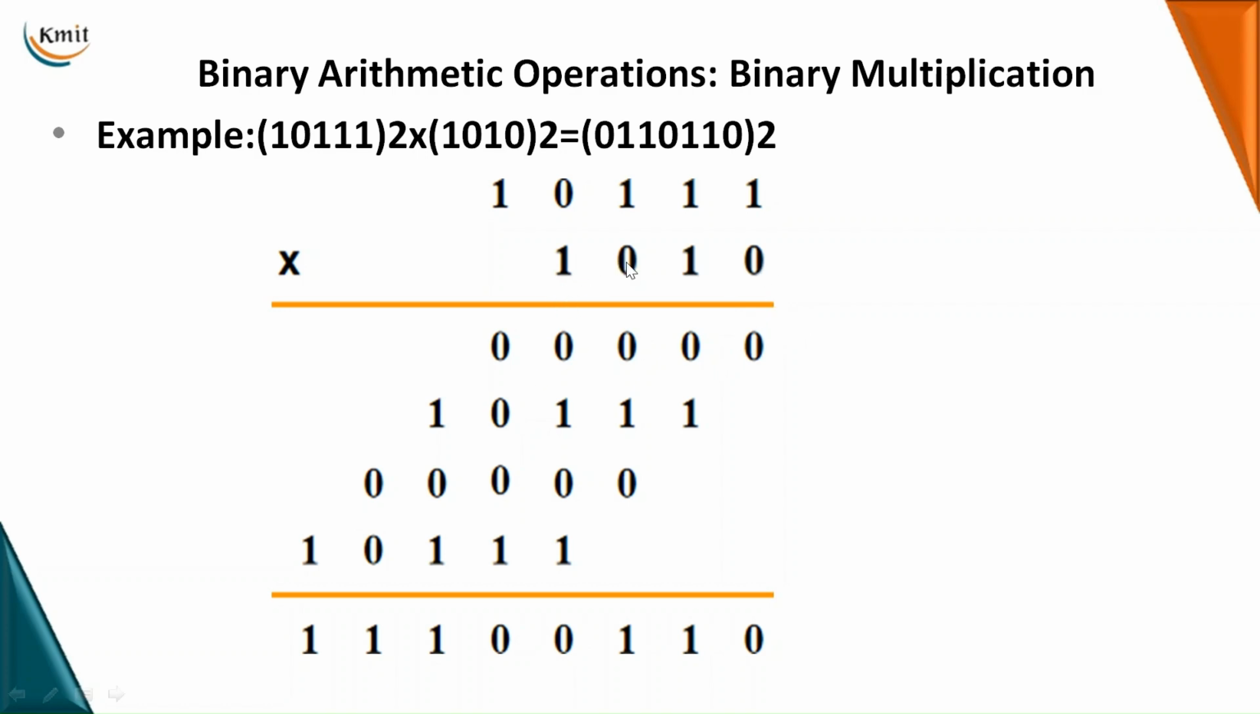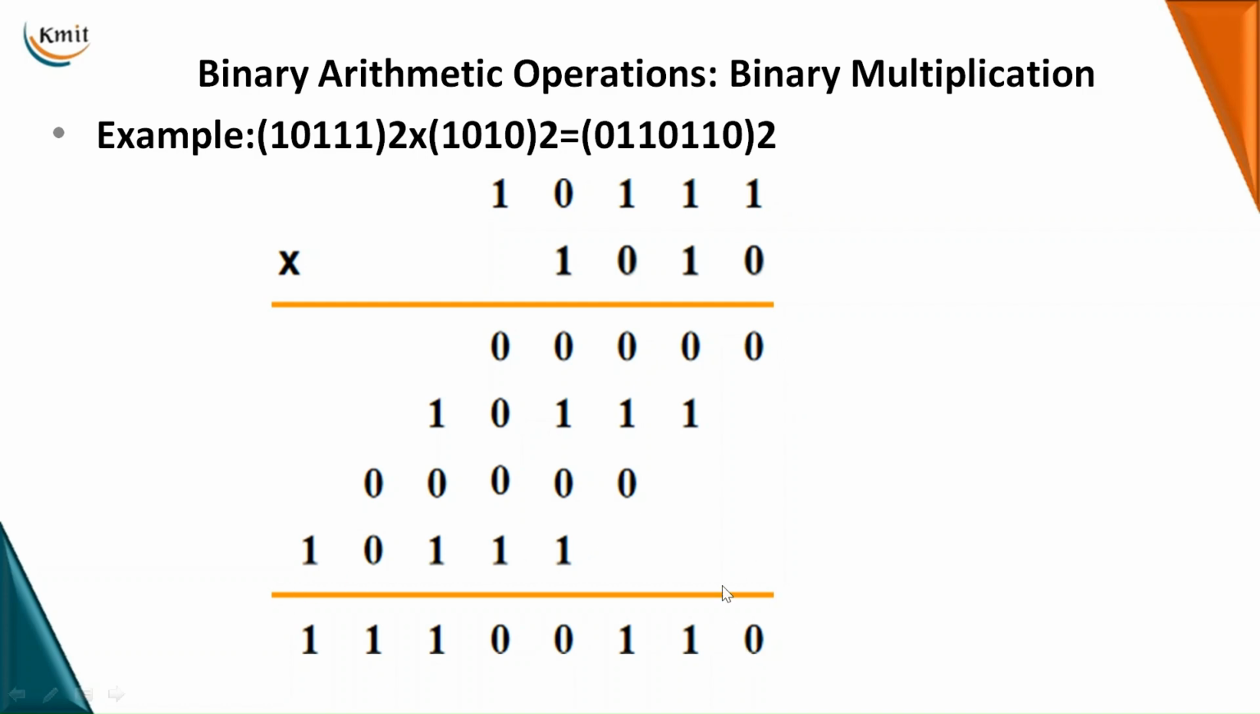Because there are only two possibilities, 1 and 0, you have to multiply the number with either 1 or 0. So first we'll start with this end 0. One is a multiplicand and one is a multiplier. So take each bit of the multiplier and multiply it with the multiplicand. So 0 into this entire number will give me 0, 0, 0, 0, 0. Similarly, 1 into 10111 is 10111. Similarly, 0 into 10111 is 0, 0, 0, 0, and 1 into 10111 is 10111.